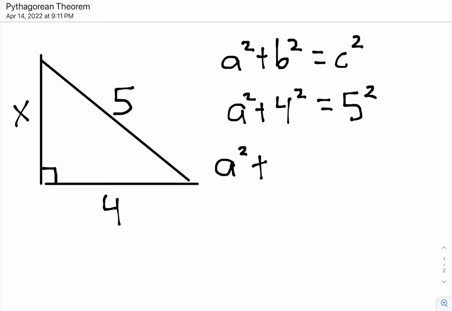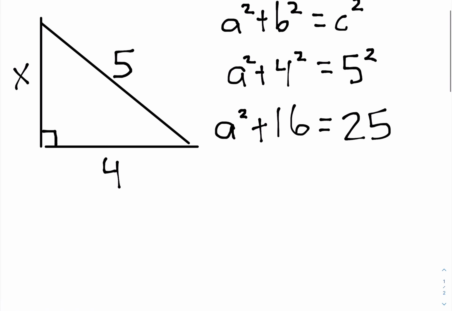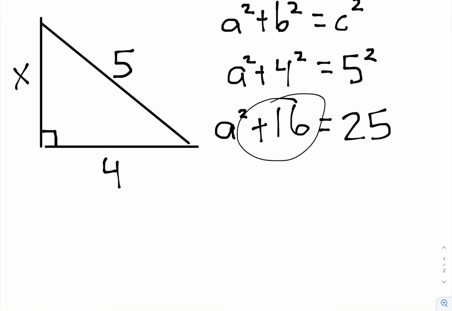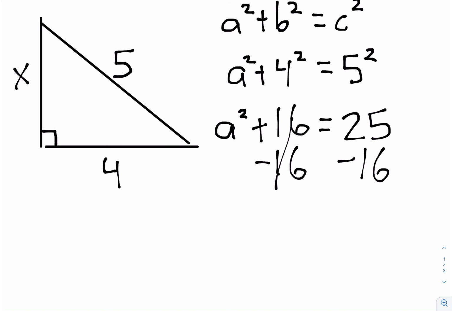Okay, so A squared plus 4 squared, 4 squared is 16, right? That's going to equal 5 squared, so 5 squared is 25, all right? So the goal of this question, or the goal of this Pythagorean theorem, is to actually figure out what X is, or in this case, A, right? So, in order to figure out what A is, we have to move this 16 out of the way. So, see how if we subtract 16 on both sides, 16 minus 16 is just 0. So this part goes away. We're just left with A squared on the left side.